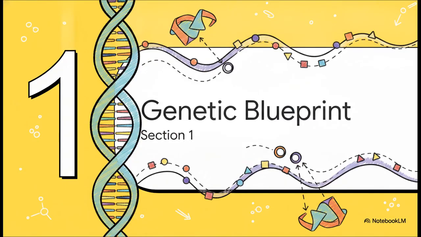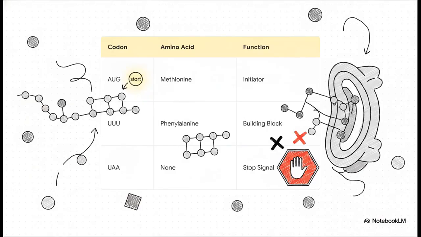All right, Section 1, the genetic blueprint. So, before our factory can actually build anything, we have to understand the language it's reading, right? And that language is messenger RNA. Because mRNA is made of 4 different nucleotides, there are exactly 64 possible trinucleotide sequences available to code for our 20 amino acids. Notice AUG? That is your universal start signal. It codes for methionine and basically initiates the whole chain.